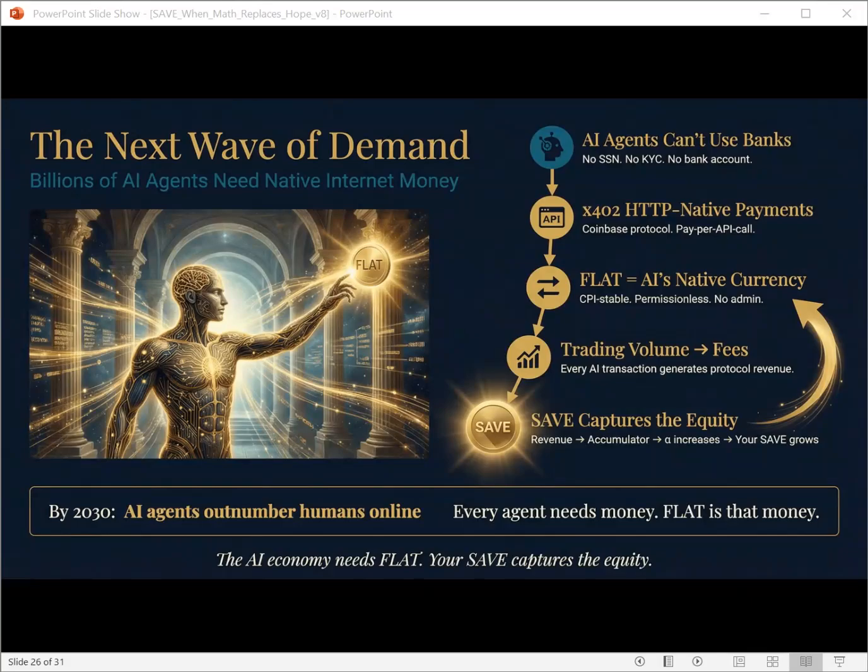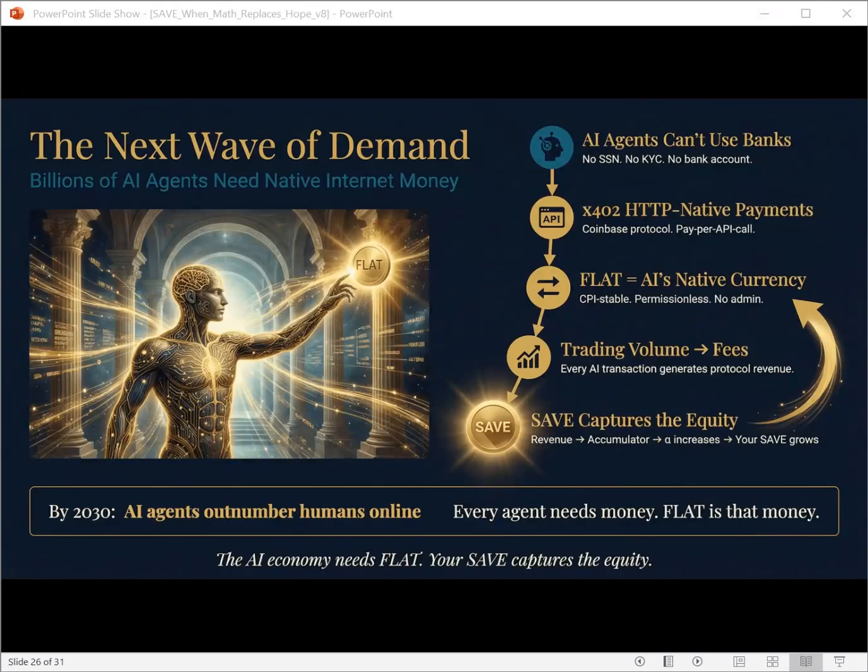So the next wave of demand will not come from humans. It will come from machines. AI agents, autonomous software that acts on behalf of humans and other software, need money that works for machines. They need it to be programmable, permissionless, no KYC because a machine cannot show a passport, CPI stable so a payment made today has the same purchasing power when it settles, and available 24/7. No banking hours, no holidays, no weekends.